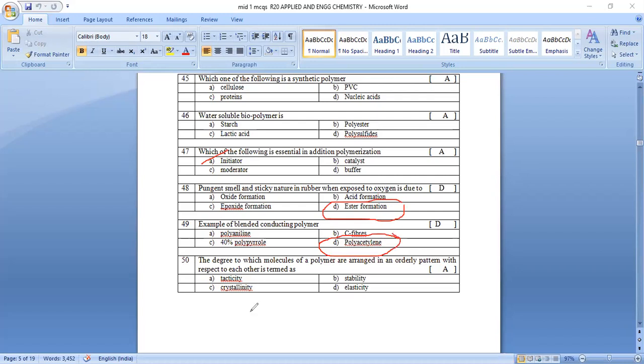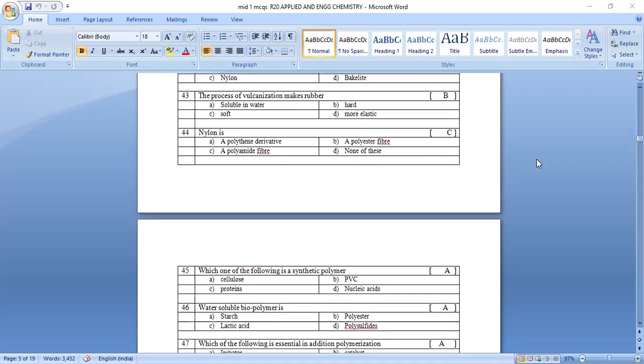The degree to which the molecules of the polymers are arranged in an orderly pattern with respect to each other, in a regular pattern, is known as tacticity. The main classifications are isotactic, atactic, syndiotactic. Isotactic is same side arrangement. Atactic is irregular arrangement. Syndiotactic indicates alternating arrangement. So we have discussed all the objectives regarding unit number 1.